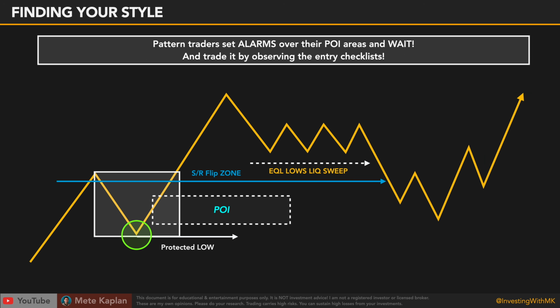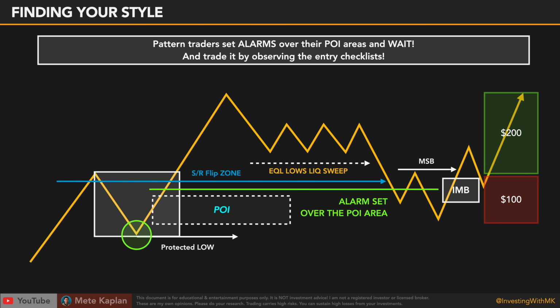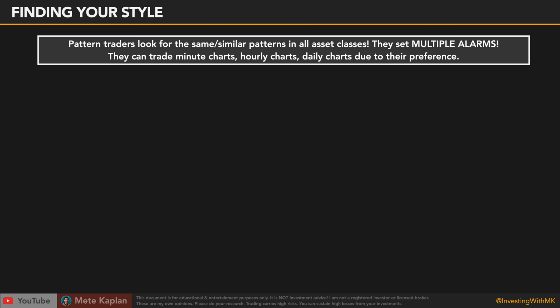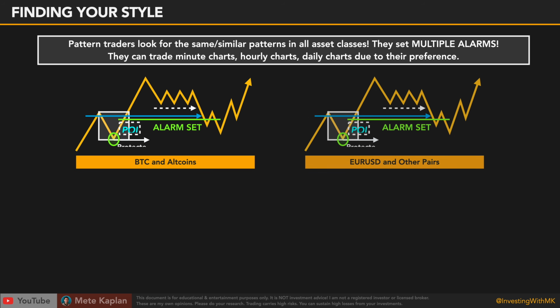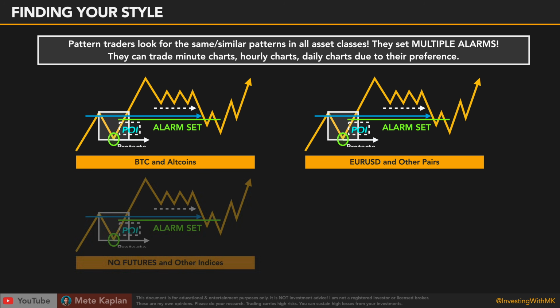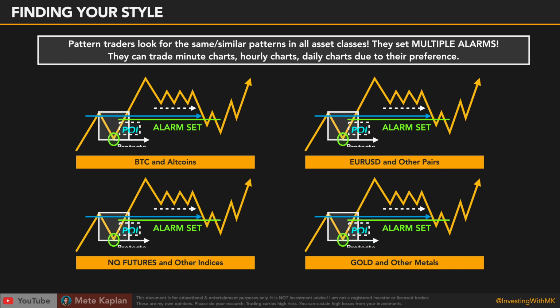Now, the pattern traders use broker alarms so much. Once they have a POI area to trade, they generally set an alarm right above this area. Once the alarm fires off, you are ready to trade. But setting one alarm is mostly useless. You need to set multiple alarms on multiple asset classes so you can have a higher chance of trading. This is the core of pattern traders.